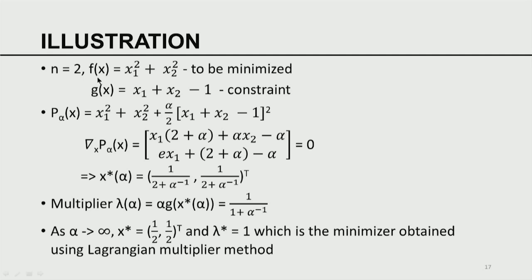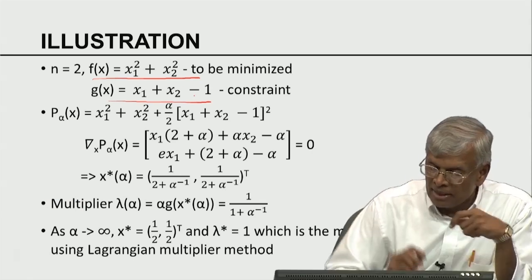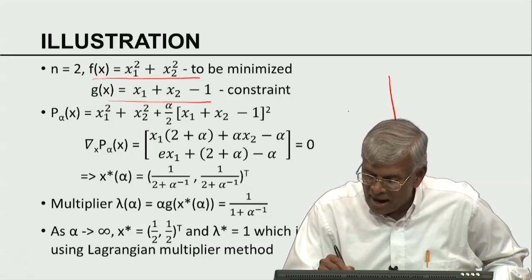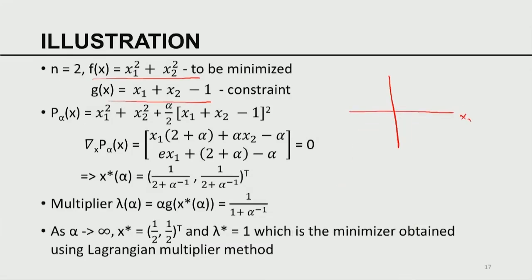So I have an f(x) and a g(x). It's a quadratic problem with a linear constraint. You can easily see this problem. Let us look at this problem now. This is x1. This is x2. f(x) is a parabola. You can see a bowl sitting on that. But I'm interested in that line. So I now have to define the parabola over this line.